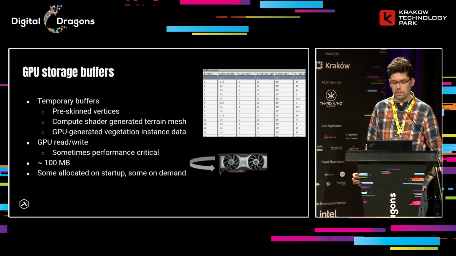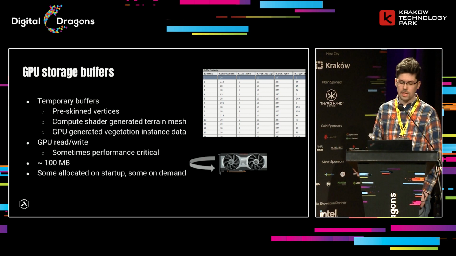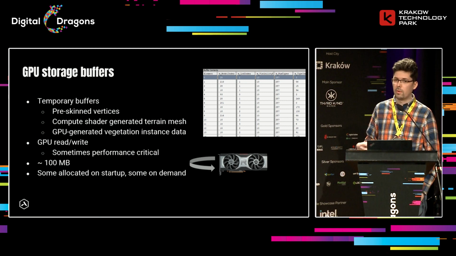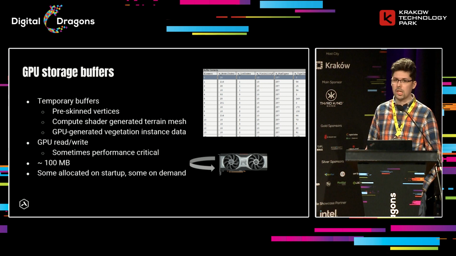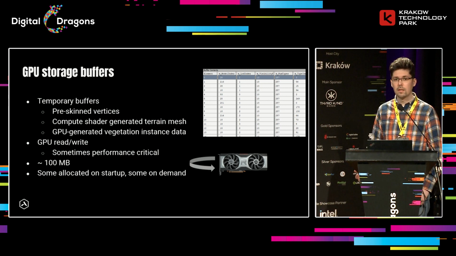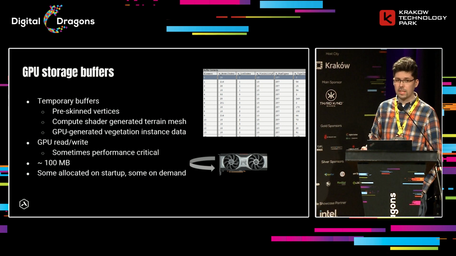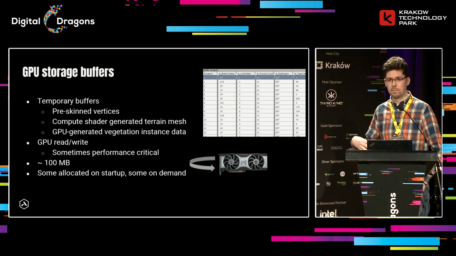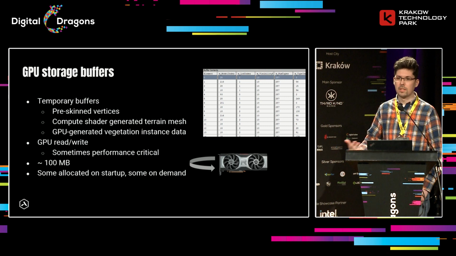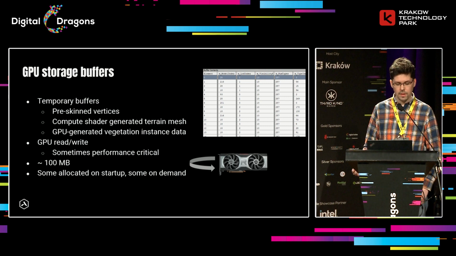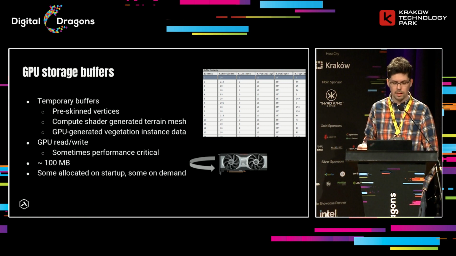A slightly different usage is our GPU-generated vegetation instance data, where we have a GPU-based system that uses a compute shader to place vegetation based on density maps and stuff like that in the terrain. And in this case, we actually generate these when they are coming into render distance, and then we keep them in memory until they're far out again. And these buffers tend to use up about 100 megabytes in our engine.